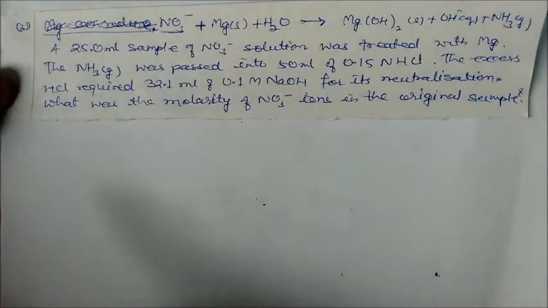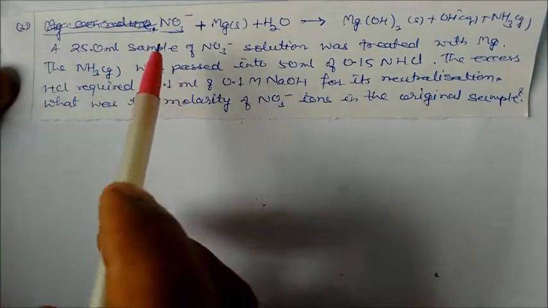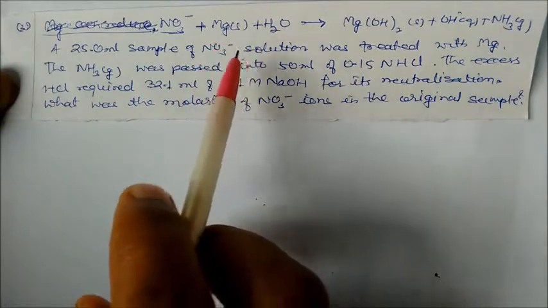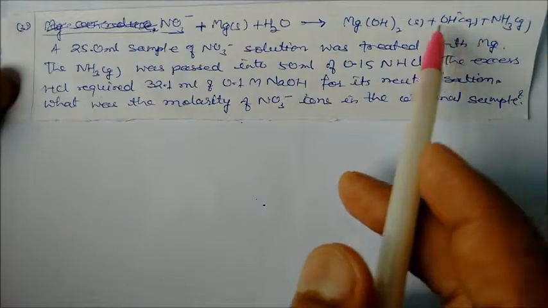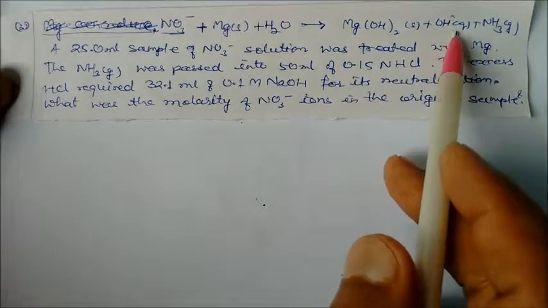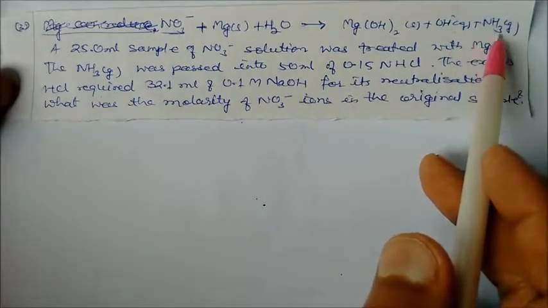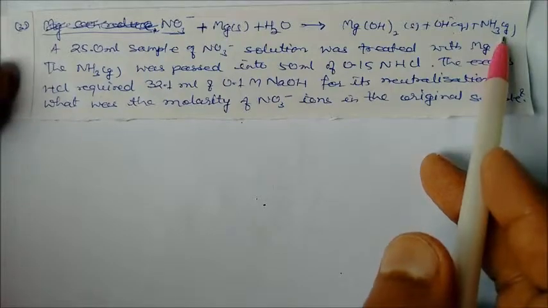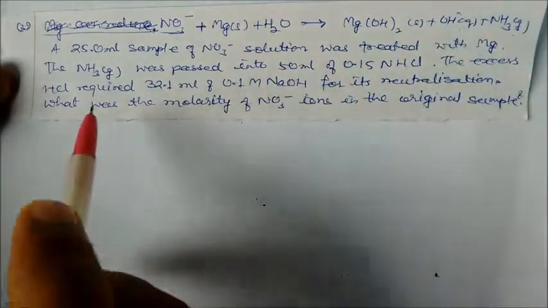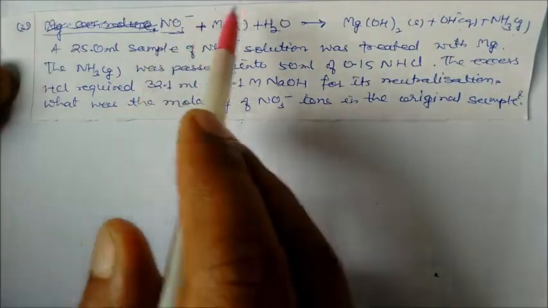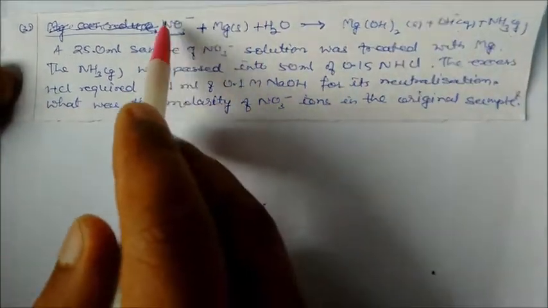So here in this problem, nitrate is reacting with magnesium. It will react in the presence of water, an aqueous solution. So our products are magnesium hydroxide, in aqueous solution, and ammonia gas is released. So after this reaction, this is one reaction given here. Now the question is, nitrate is reduced into ammonia.